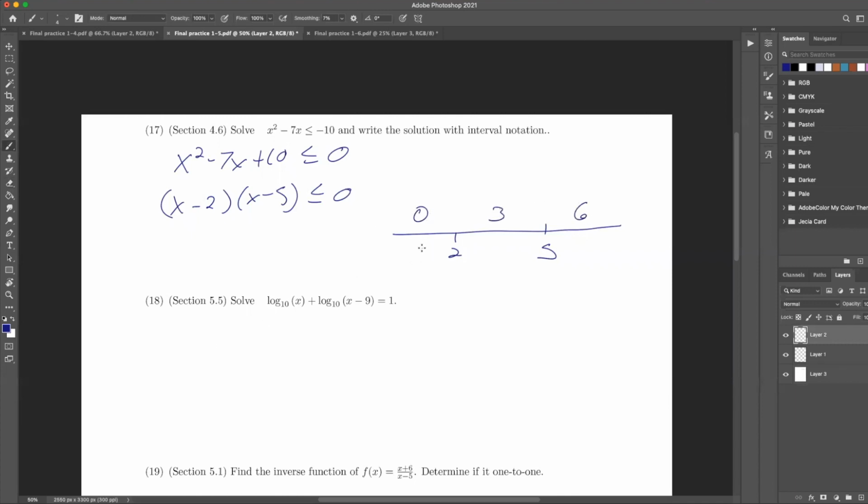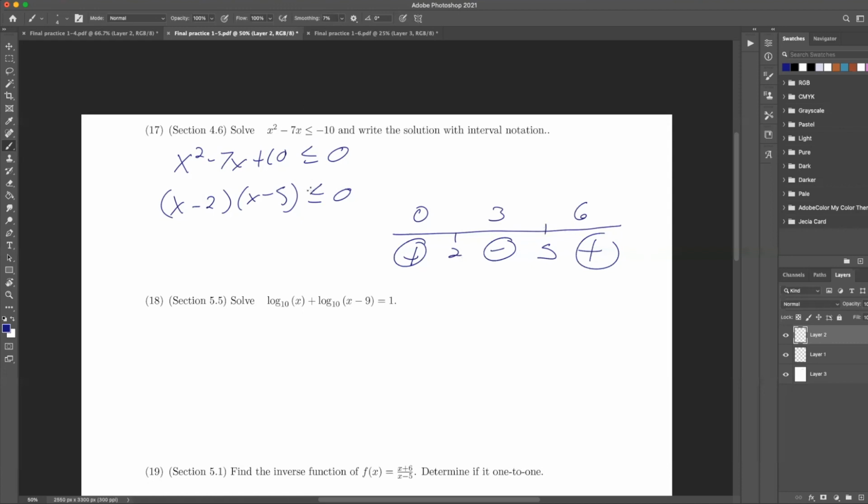And we just want to know what sign it is. So if I plug 0 into here, I get a negative number. I get a negative number, so this becomes a positive number. So this is positive. Here, if I plug in a 3, this is a positive number. This is a negative number, so this one's negative. And then if I plug in 6, this is positive. This is positive, so this is positive. Okay. All right, so what's the answer here?